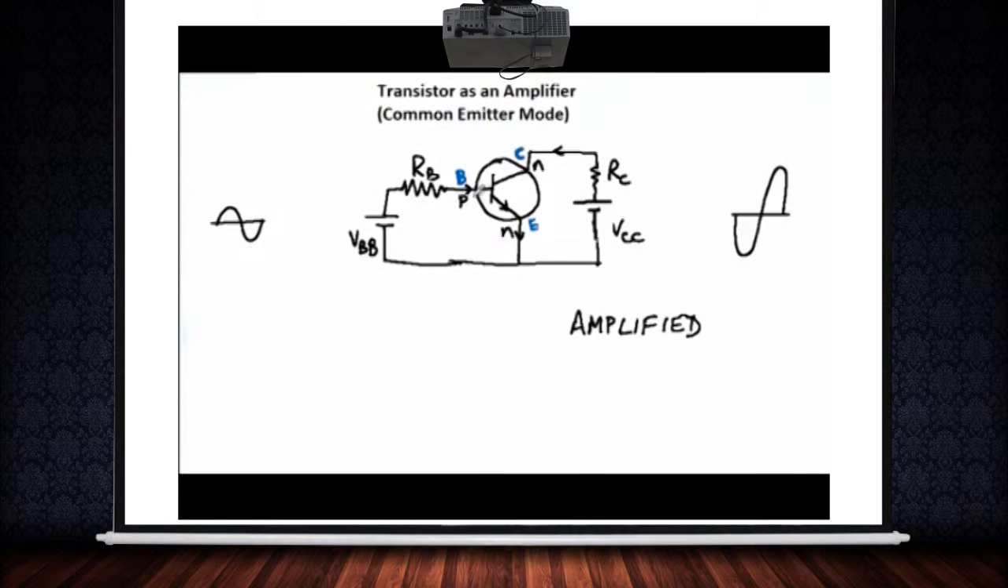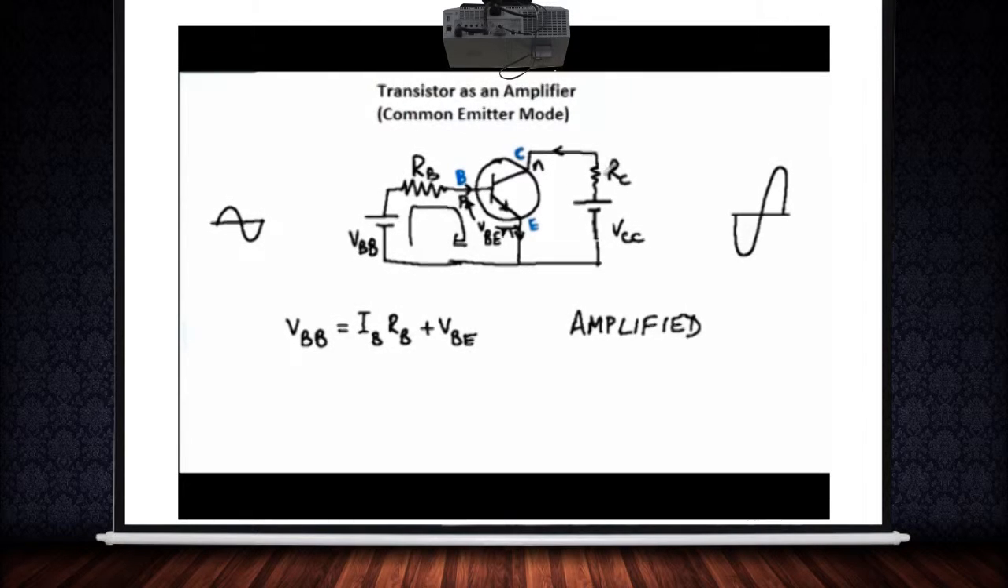Now you can see that if you apply Kirchhoff's loop rule in this circuit over here, VBB is equal to IB RB plus VBE. VBE would be this potential difference between these two terminals. So VBB is equal to IB RB plus VBE.